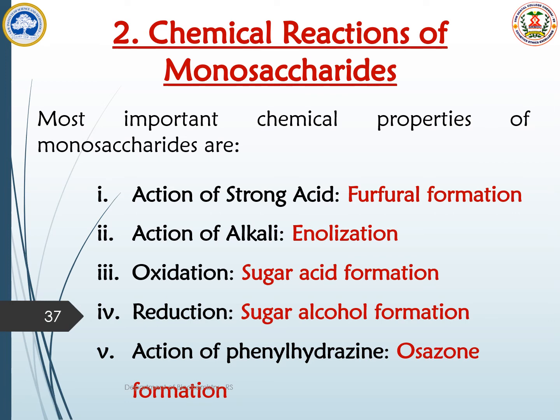Now let us discuss the chemical reactions of monosaccharides. Monosaccharides can react with chemicals to form different compounds. A monosaccharide can react with strong acid to form furfural. Monosaccharides can also react with alkali to form enol. The process is called enolization. Monosaccharides undergo oxidation to form sugar acid, and also undergo reduction to form sugar alcohol. Monosaccharides are acted upon by phenylhydrazine to form osazone.